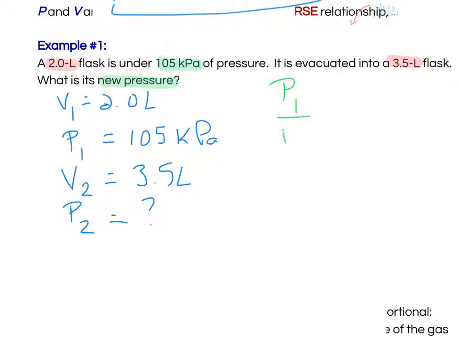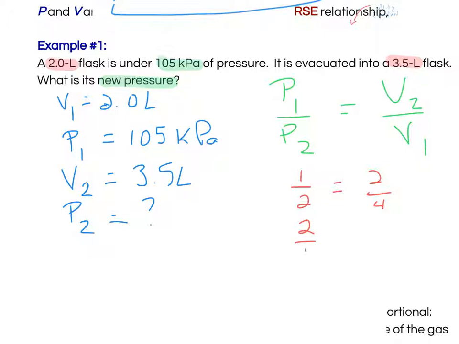P1 over P2 is equal to V2 over V1, right? Now these are both fractions, and so I know that the reciprocal for each of this equation will also be valid. So for instance, if I were to say to you, 1/2 is equal to 2/4, right? That's certainly true. Well, what about if I take the reciprocal of both sides? Does the equation still hold true?